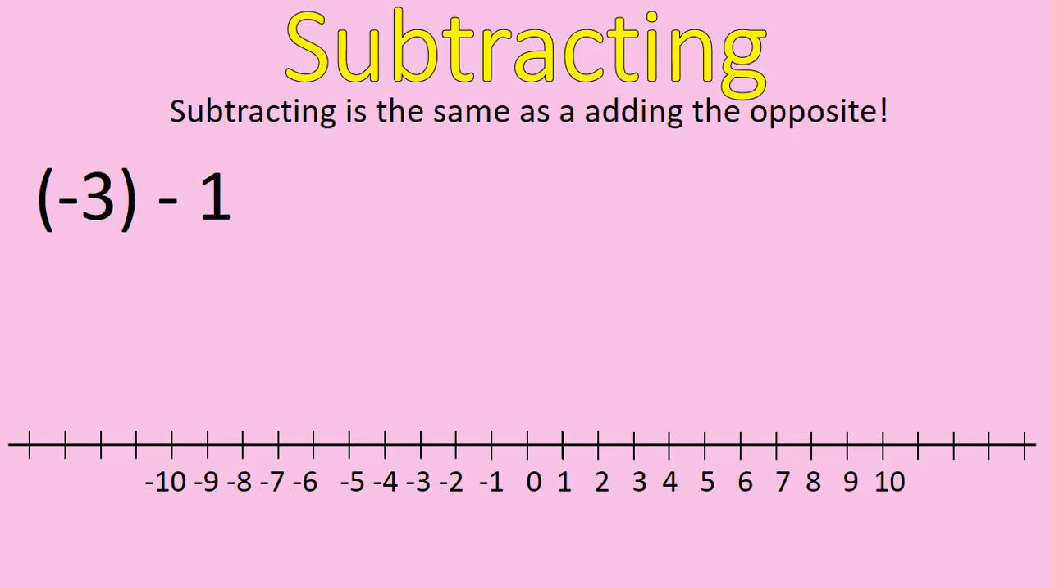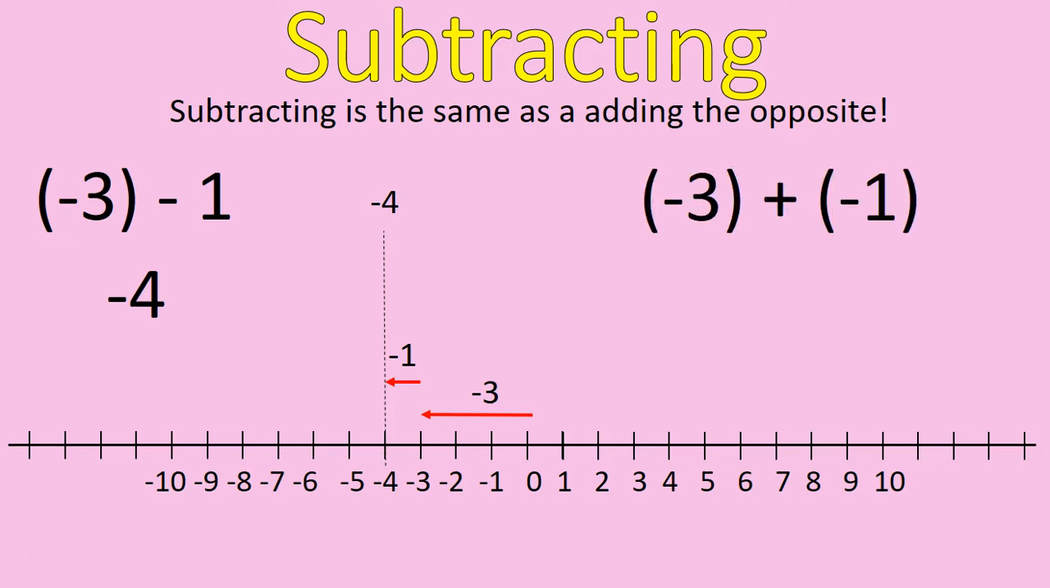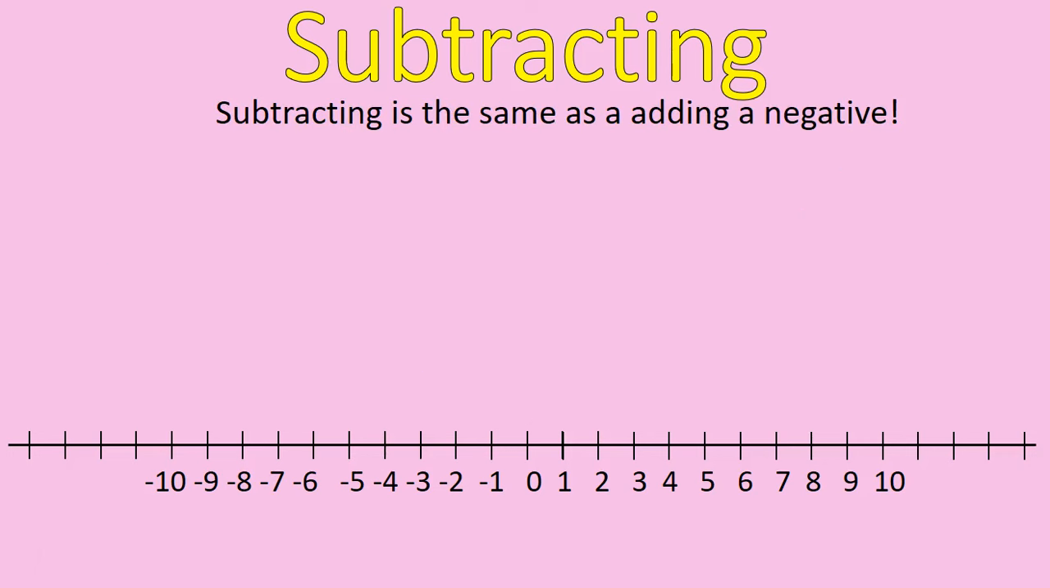If I have negative 3 minus 1, that will look like this on my number line. Negative 3 minus 1 gives me negative 4. I can change that up to an addition question that looks like this. Negative 3 plus the opposite of 1. Or in other words, negative 3 plus negative 1. And again, the way we did this on the number line in our last questions for addition looks exactly the same. So really, we don't need to learn new rules for subtracting. We can just follow the rules that we have. Let's try another one.